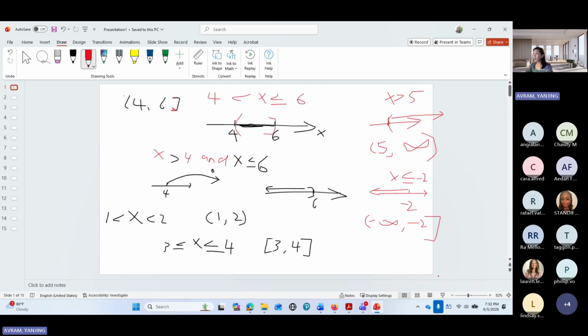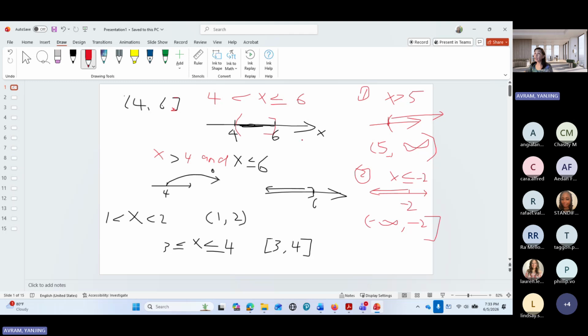Since this one has an equal sign, you complete it with this bracket. So basically, this is one situation, right? Greater than. The second one is less than. Okay, and then go all the way to the left. This one goes all the way to the left. The ones we talk about here are all similar, right?